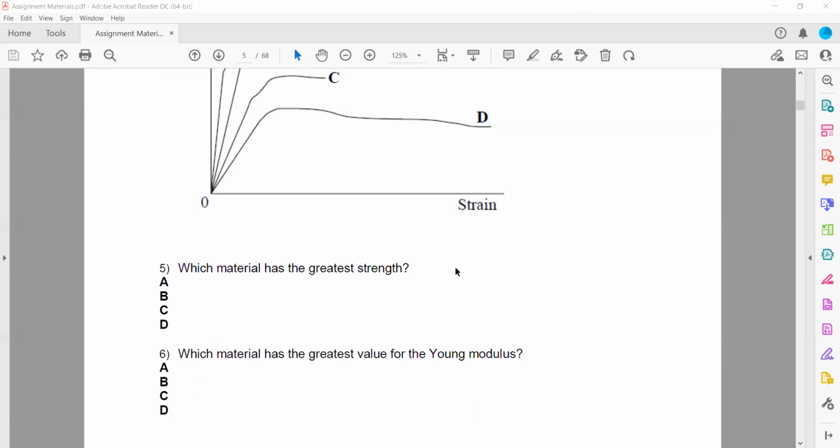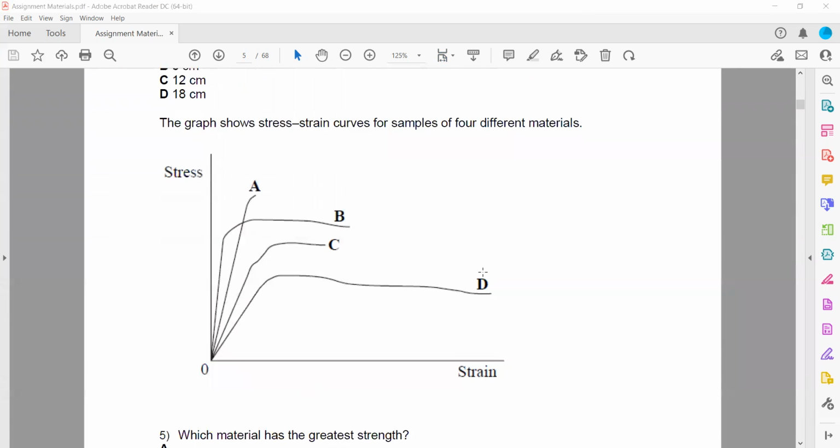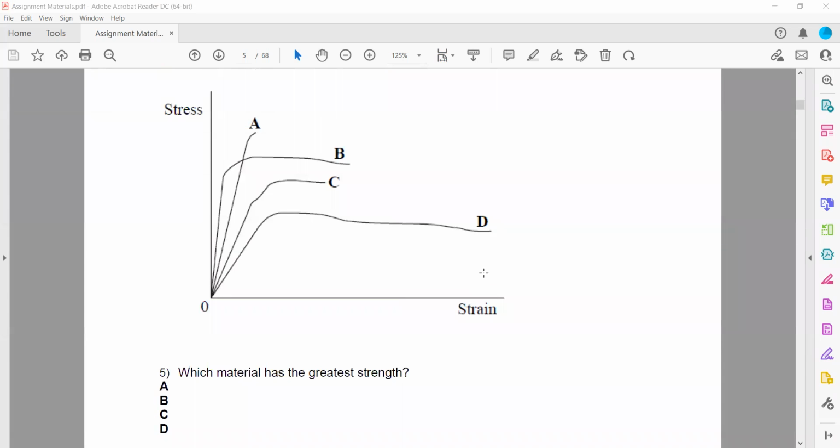The next is which has the greatest Young's modulus. Young's modulus and stiffness have the same meaning, that the one which will have a greater initial slope will have a higher Young's modulus, or it will be a stiff material which is having the highest Young's modulus or initial slope. So that will be B. We will have the highest Young's modulus or initial slope.